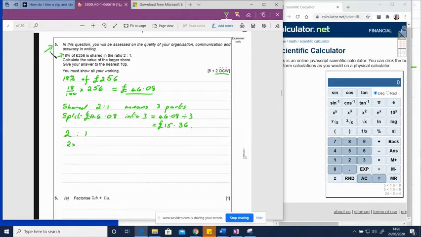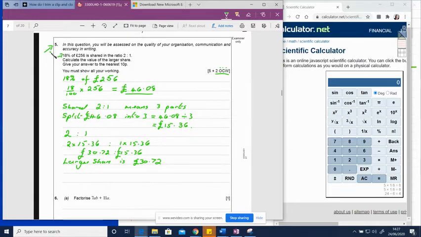So twice times £15.36 to 1 part, which is 1 times 15.36, gives us 30.72 to £15.36. I'm just going to make sure I put my units in, otherwise I'll lose marks. So the larger part, the larger share is 30.72, so I'll write that down. So the larger share is £30.72.